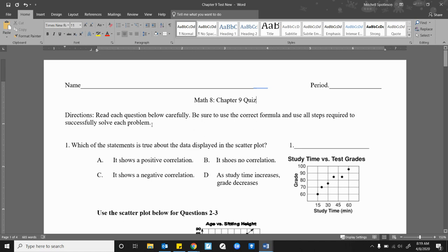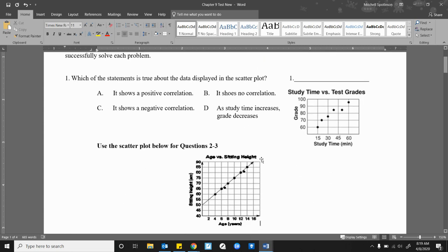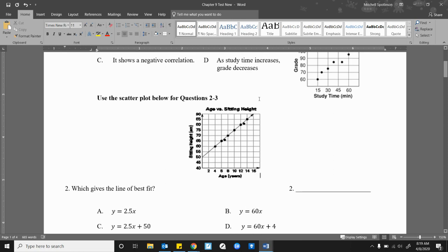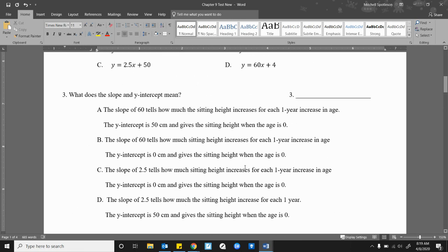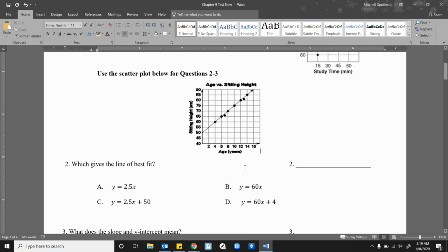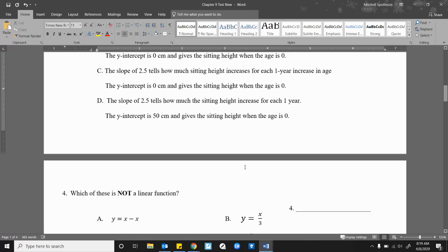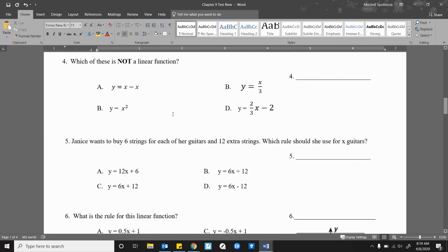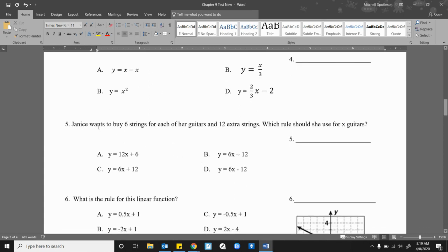Section 1 just wants you to know which statement is true. It's about positive, negative, no correlations. Here you have to find the line of best fit. Number 3 asks, what does the slope and what does the y-intercept mean? So you have to do a little reading. That's the one thing I'll say on this quiz, you do have to read a little bit. Number 4 just asks which of these is not linear.